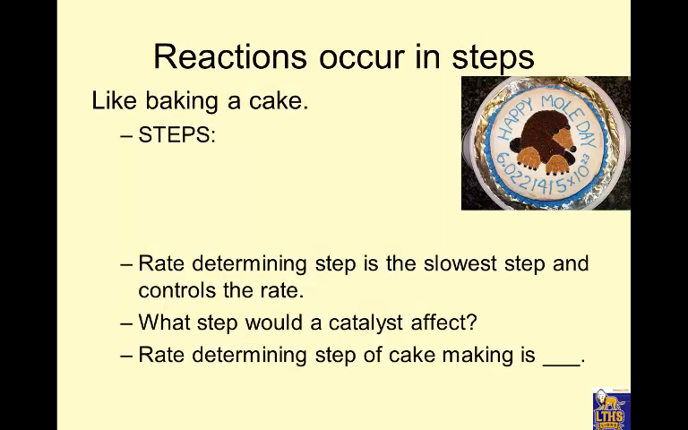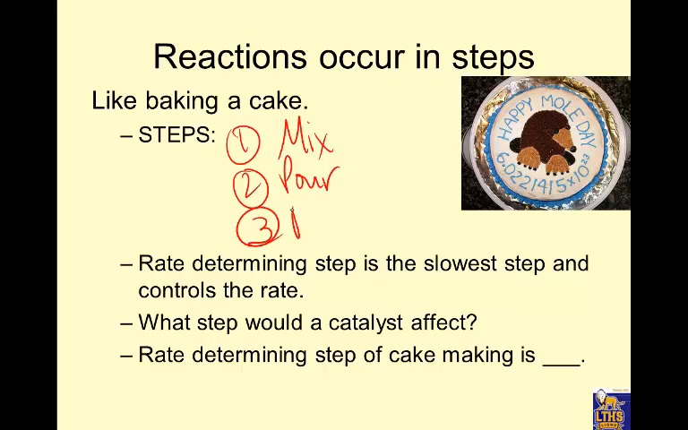So what do we mean rate of a chemical reaction? Well, reactions occur in steps like baking a cake. If you want to bake a cake, you have to mix the stuff together, you have to pour it in the pan, and you have to bake it. So in a chemical reaction, the rate determining step is the slowest step, and it controls the rate. So out of these three steps, what do you think the step that controls the rate is? I would think this one, because it probably takes about 40 minutes to bake the cake. So the rate determining step of cake baking is step 3, baking.